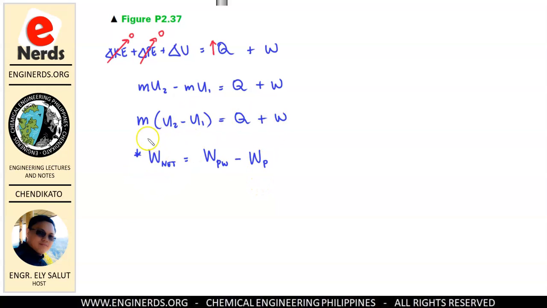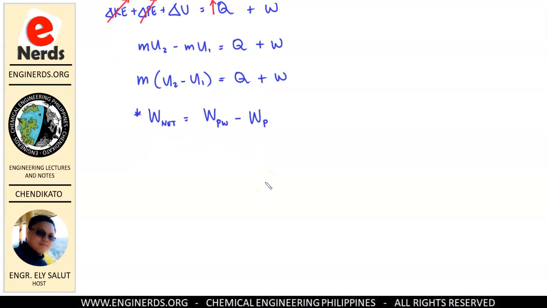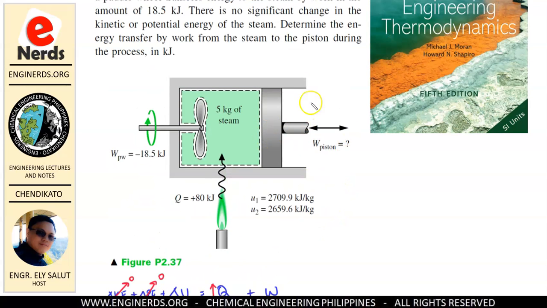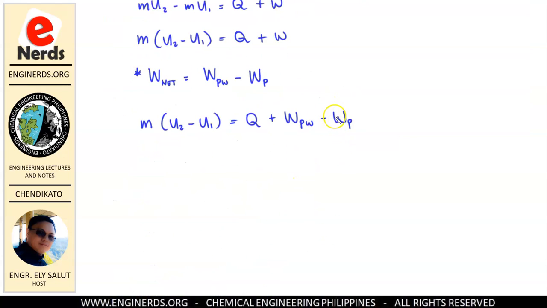Okay? So, I'm going to substitute this network dito sa ating equation because this W here represents all the work involved sa ating system. In this case, we have two types of work, the work from the paddle wheel and the work from the piston. So, let me substitute that. I will have M times (U2 minus U1) is equal to Q plus work from the paddle wheel minus work from the piston. Our requirement is to find this WP, the work from the piston. So I'm going to transpose this negative WP to the left, and this M times (U2 minus U1) will be transposed to the right side of the equation. So I will have work on the piston equal to Q plus work from the paddle wheel minus mass times (U2 minus U1).